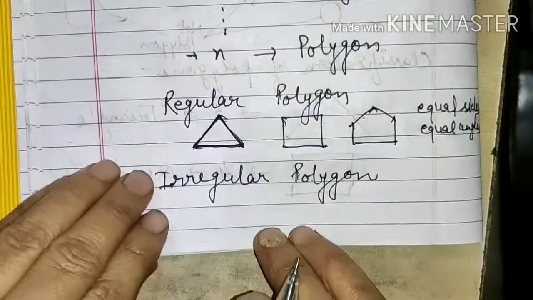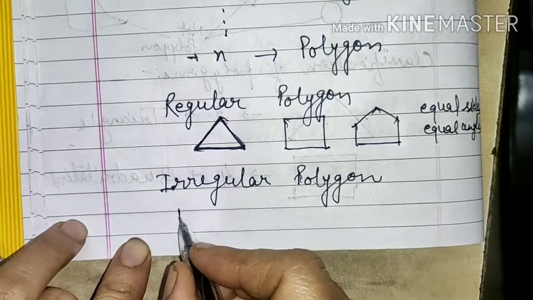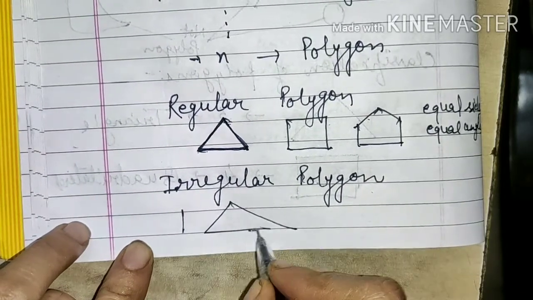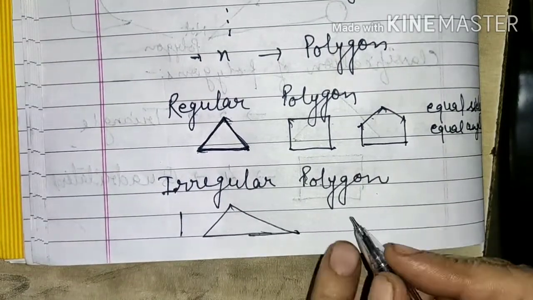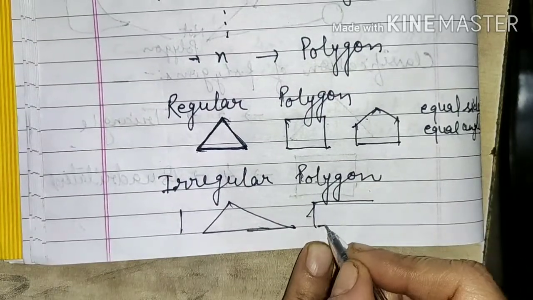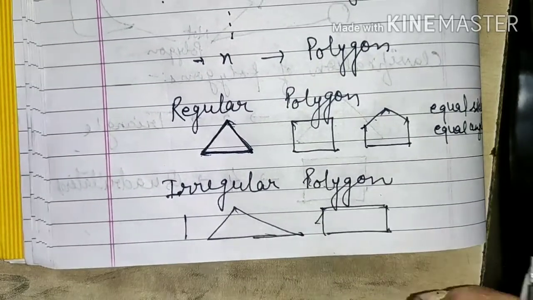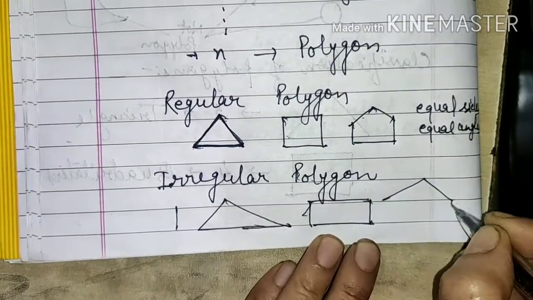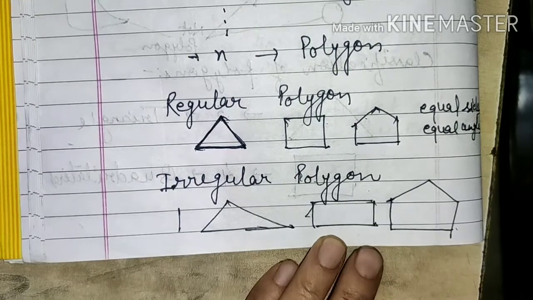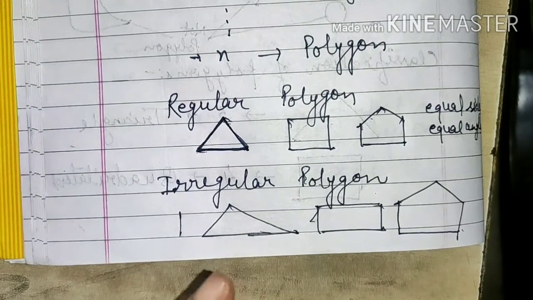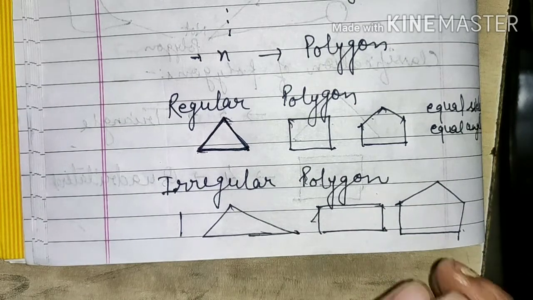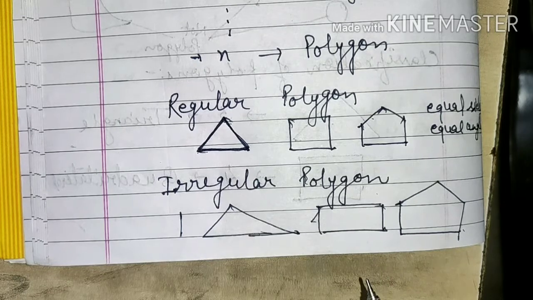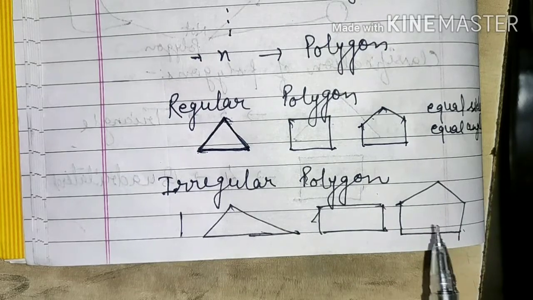If we are talking about irregular, it means the sides can be of any length. For example, a scalene triangle, where all sides are different. A rectangle is an irregular polygon, because all 4 sides are not equal. Any pentagon in which one side is longer than the other is an irregular polygon. This is your pentagon. If we are talking about 6 sides, it is a hexagon, but it is irregular. So there are 2 types of polygons, regular and irregular.